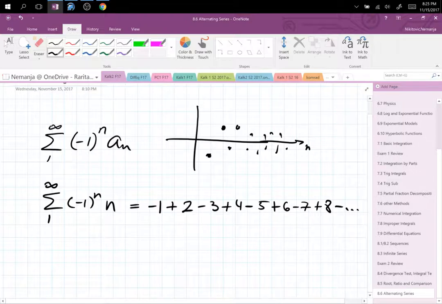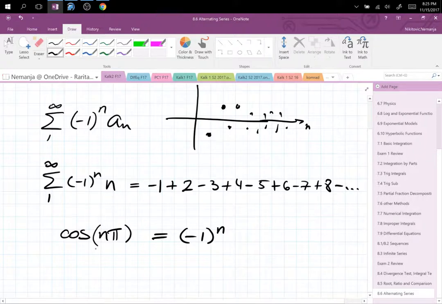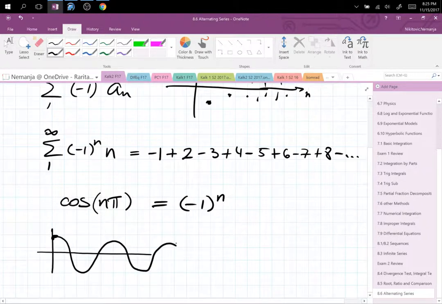However, this term can be present in disguise, and that would be cosine of n pi. You see, cosine of n pi is actually this. Is it? Well, think about cosine of n pi. Here's your cosine graph. This is where pi is. This is where 2 pi is. This is where 3 pi is. This is where 4 pi is.